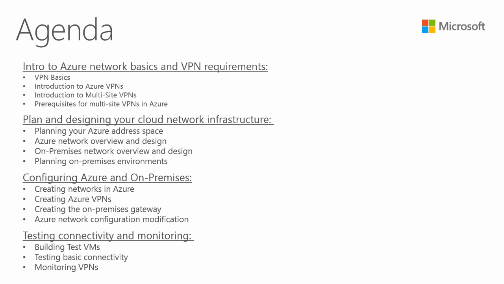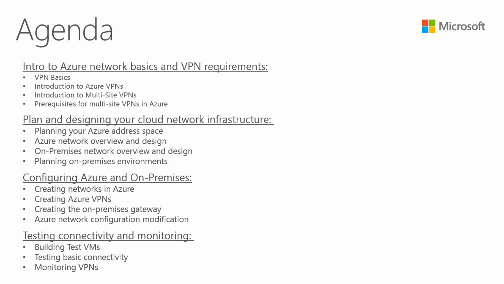So what's coming up in this series? We have broken the series down into 4 modules. In the first module, we will be covering the basics of VPNs and the various types of Azure VPNs which are available. We'll also be covering off the prerequisites for multi-site VPNs. In the second module, we'll be planning our deployment. Here we will make preparations for deploying our VPN.